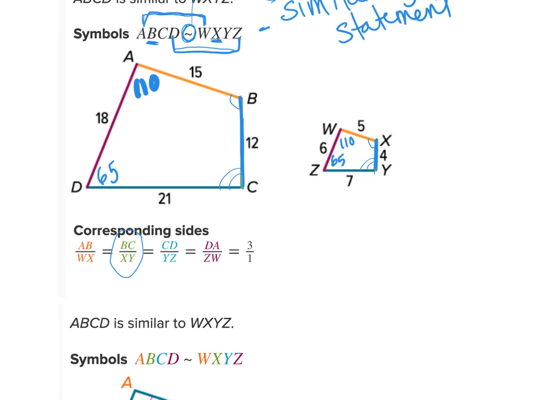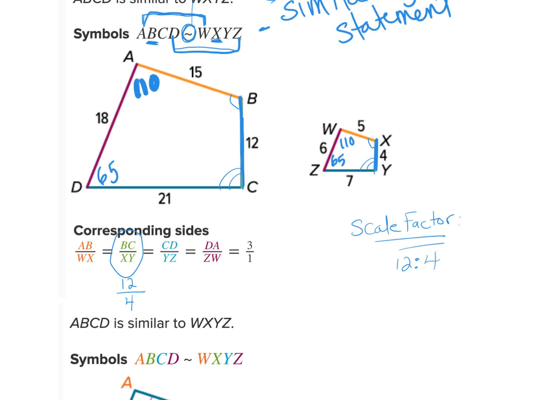So the length of BC is 12. The length of XY is 4. That is our scale factor. Okay. To determine scale factor, we compare the side lengths, just like I did here. Now, writing it as a ratio, I can write it like 12:4, but you're going to see it most often as a fraction.